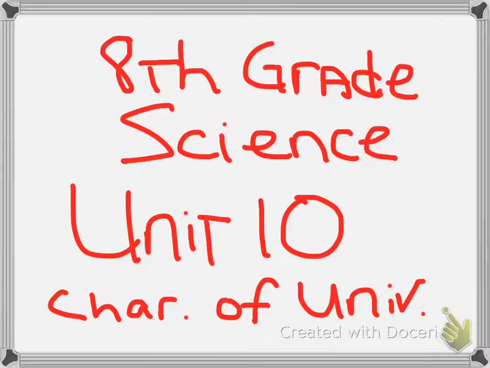Number 2, stars are made mostly of which two elements? A, selenium and sodium. B, astatine and arsenic. C, chlorine and cesium. D, hydrogen and helium.